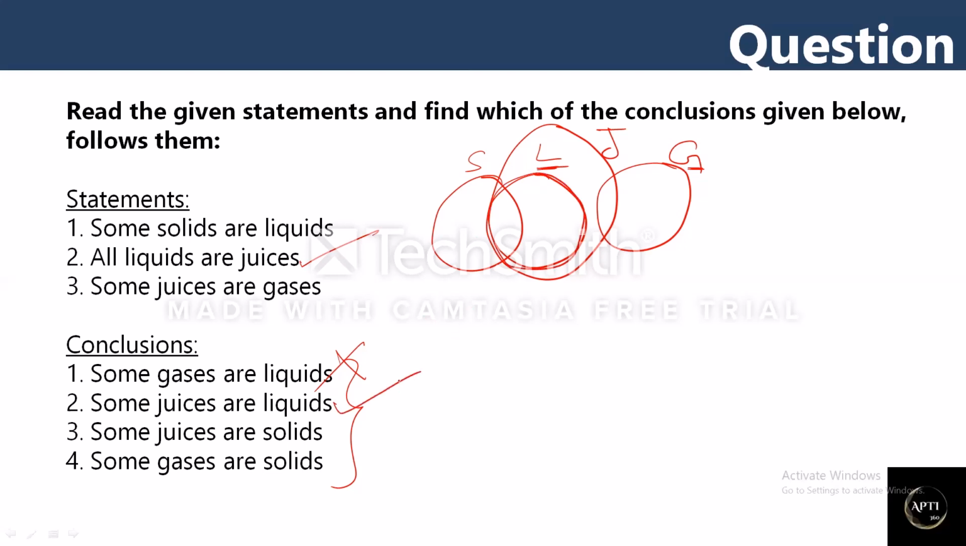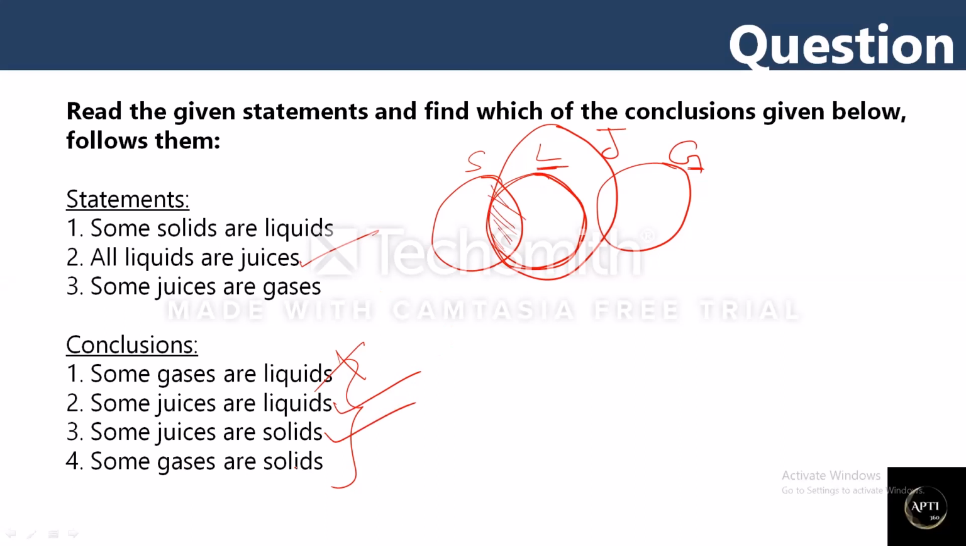So the second statement is correct. Even in the maximum case, the diagram will not change; it will be the same. Some juices are liquids. Of course, some part of juices is occupied by liquids, in both the minimum case and the maximum case. So the third conclusion is also correct.